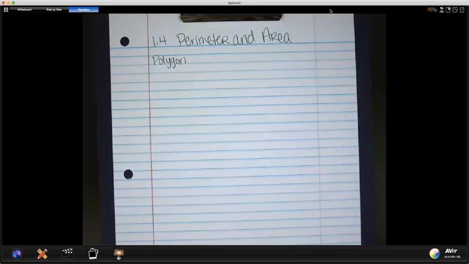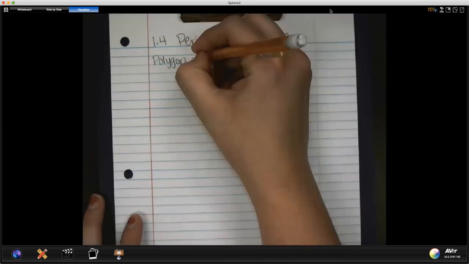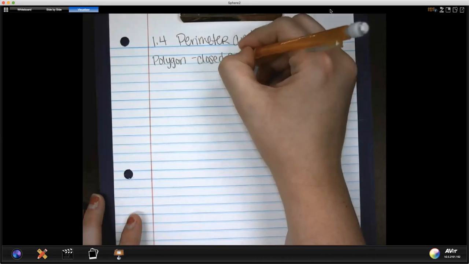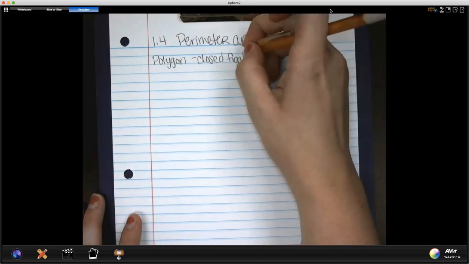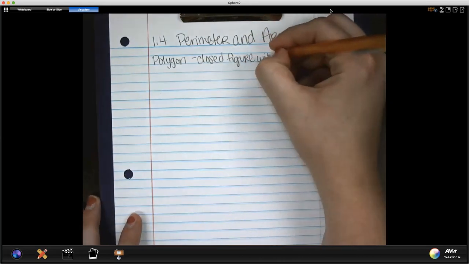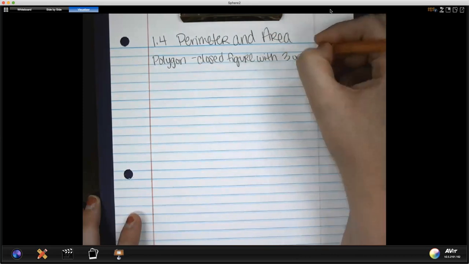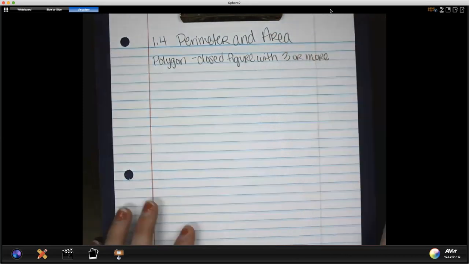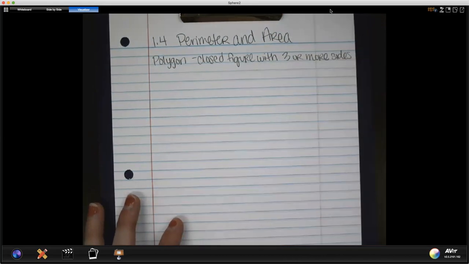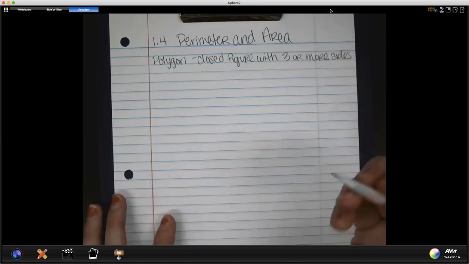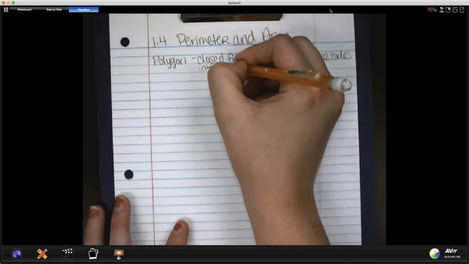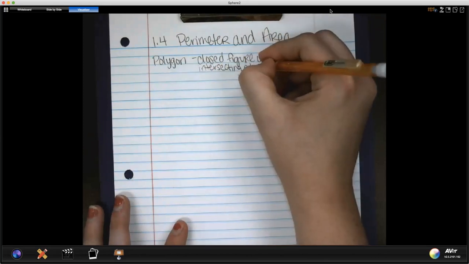Okay, so a polygon is a closed figure with 3 or more sides intersecting at a vertex.